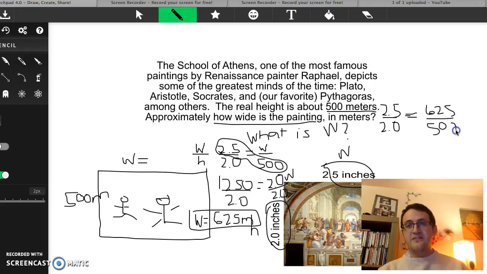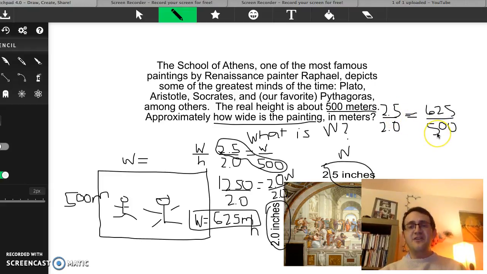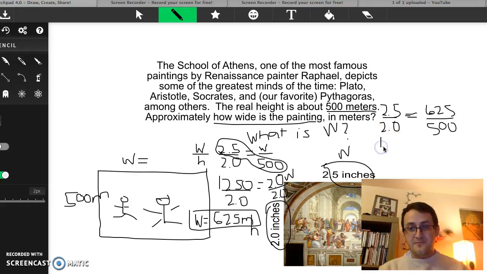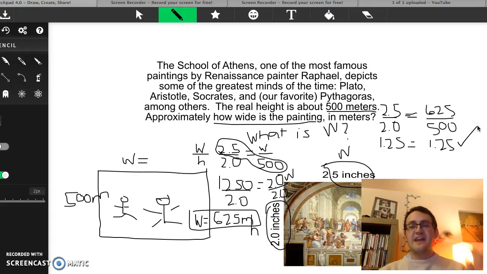And to check your work, you can either cross multiply, and if you cross multiply, you'll see that you will get the same numbers on both sides. Or what I like to do is I just like to see what the two ratios divide out to. So I get 2.5 divided by 2.0, which is 1.25. And if I do the same thing to the other side, I should also get 1.25. And because they have the same scale factor, we know for sure that we are correct.